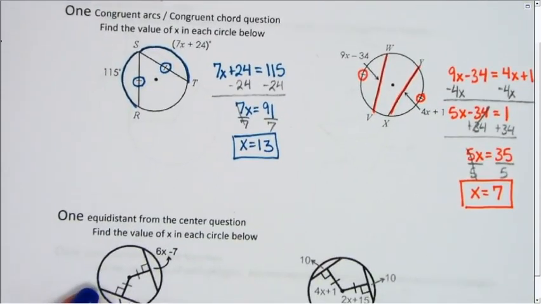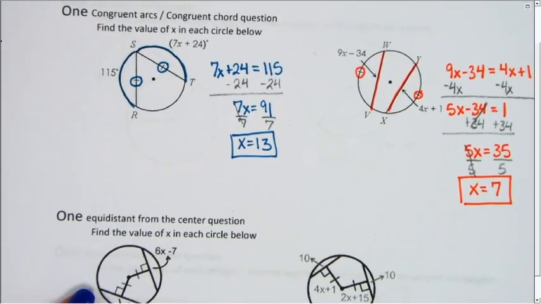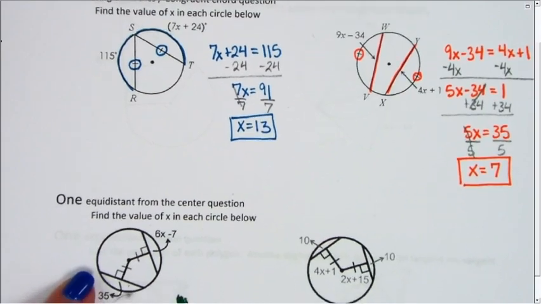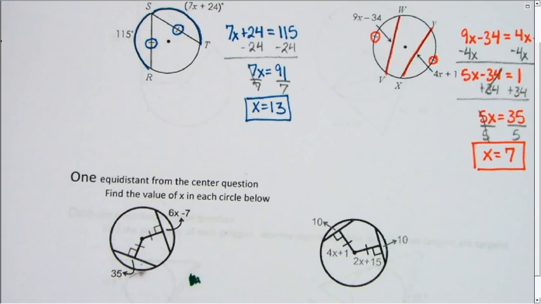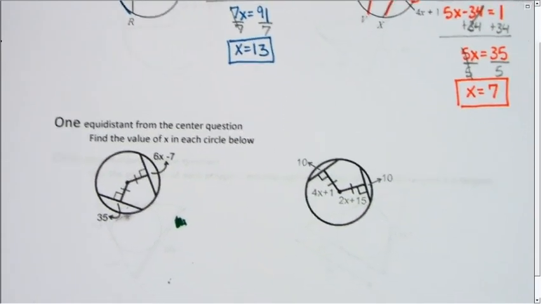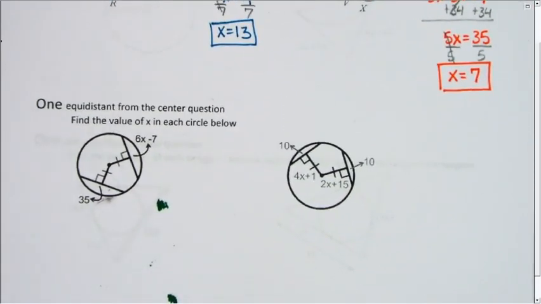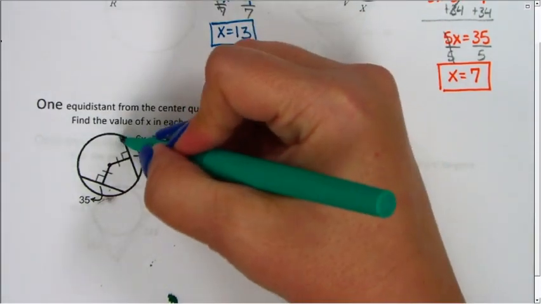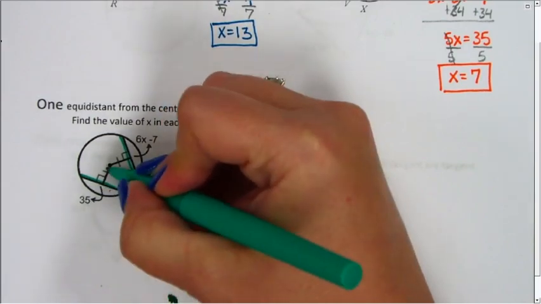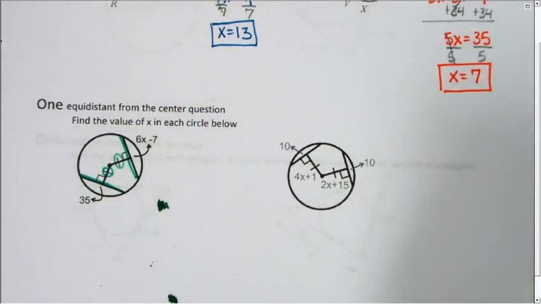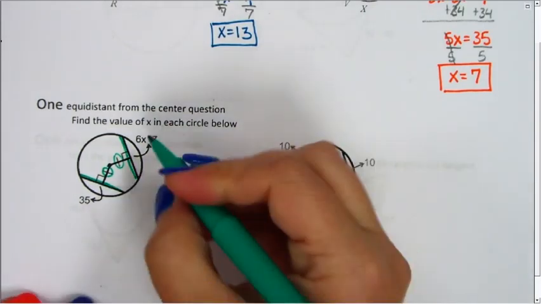On day 5, we also talked about chords that are equidistant from the center. If two chords are equidistant from the center, then the chords themselves are also equal. So I can see on this first problem that these two chords, this one here and this one here, are equidistant to the center. Those tick marks tell me they're equidistant. That means the chords themselves are equal.